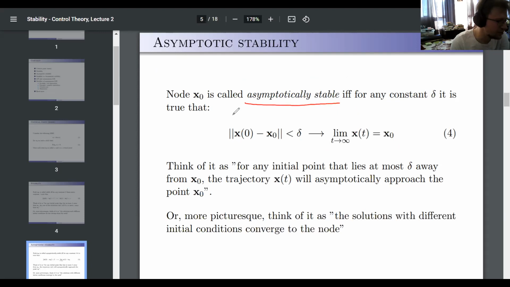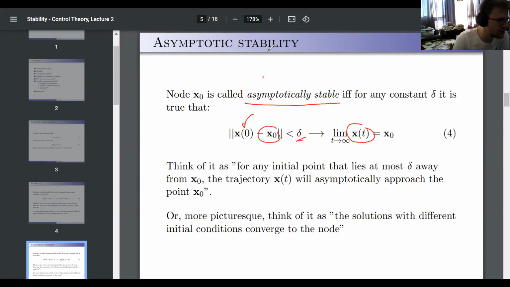All right. So asymptotically stable means that for any initial condition in the delta vicinity of x naught, the solution converges to x naught. So as time goes to infinity, the solution approaches x naught. And it approaches it asymptotically, as we say. What do you mean by asymptotically, by the way? That is maybe something that you haven't seen too often.